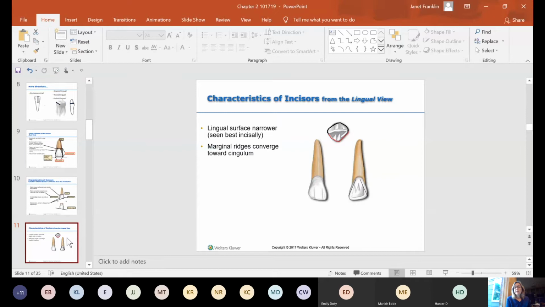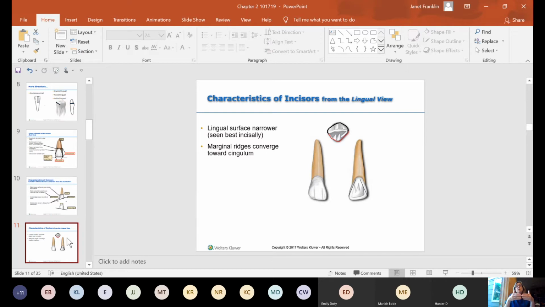From the lingual view of an incisor, the lingual surface is narrower, seen best incisally. So if you flip the tooth up and you look at the incisal edge, the lingual surface is actually a little bit narrower than the distal surface. That one is really hard to see. We'll try to see it on the teeth in lab next week when we have lab, but just kind of know that the lingual surface is narrower on your incisors.